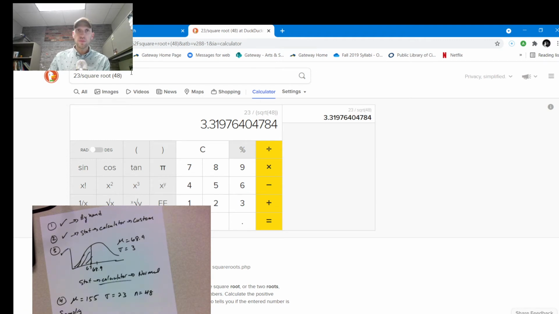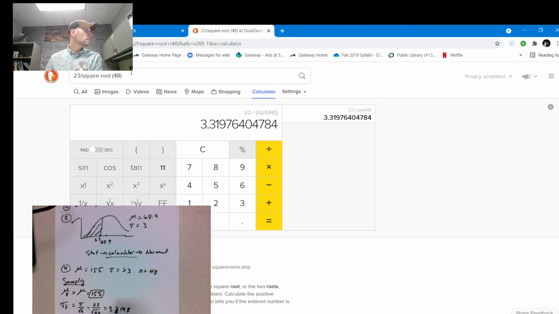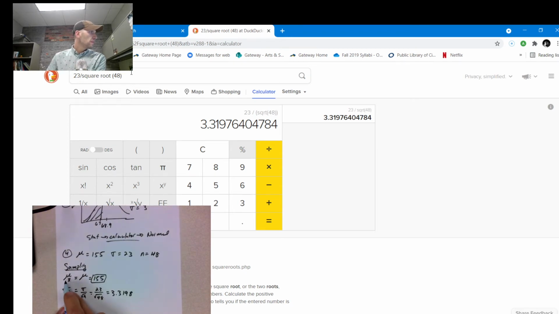That would be 3.3198. I don't know how they want to round. I thought they said 3 decimal places, so maybe this rounds, sorry. The mean for a sampling distribution is the same as the population mean, and that's 155. The standard deviation of a sampling distribution, sometimes called the standard error, is equal to the population standard deviation divided by the square root of n. I think they want that to 3 decimal places, so that 8's going around that 19 up to a 20.